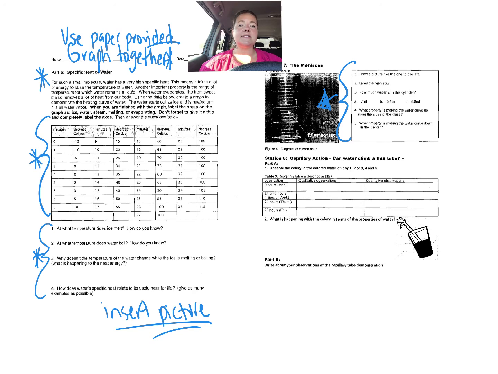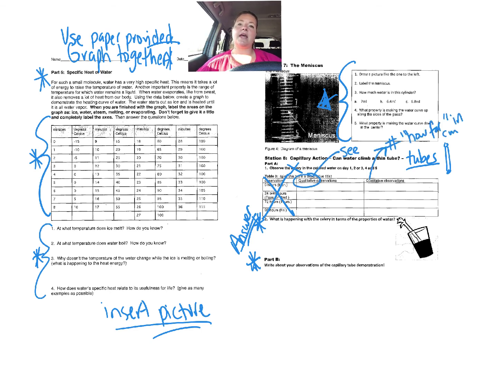And then part 8, instead of using celery, we're actually going to use capillary tubes. So capillary tubes are very tiny little tubes where the water will go up, just like it would in the little tubes that make up a celery stalk. And so you can make observations immediately. You will not have to wait a certain amount of time. So just record what you see happening to the liquid when you place the capillary tube into the liquid. And then you have some questions to answer on that part.